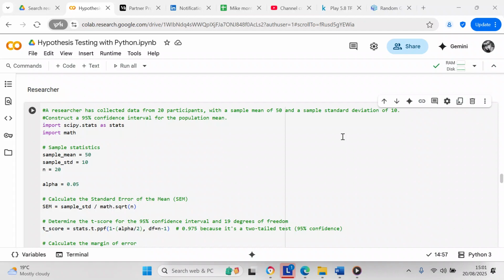So what we're going to do is write a program in Python to answer this question. We're going to import two libraries. We're going to import scipy.stats as stats. So scipy is Python's scientific library, and stats is a statistical module within scipy. And math is an inbuilt library in Python, and it comes with Python already when you load it up into your computer.